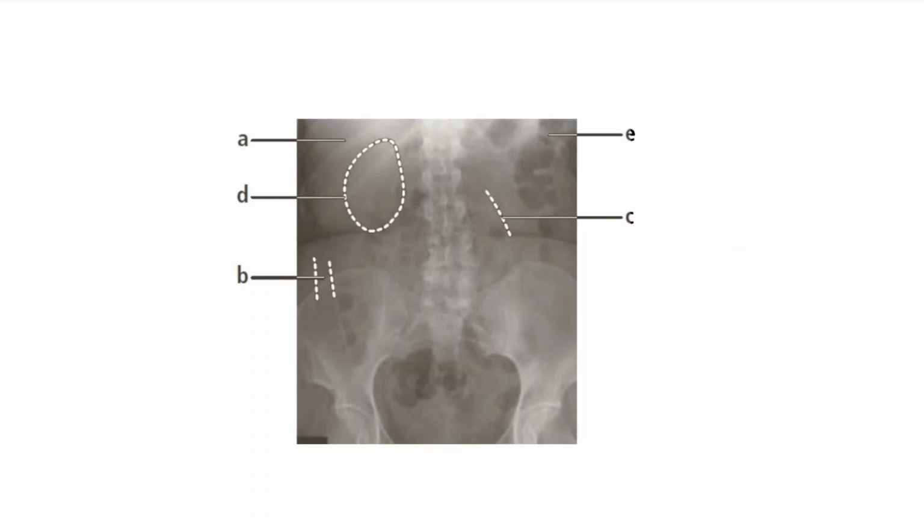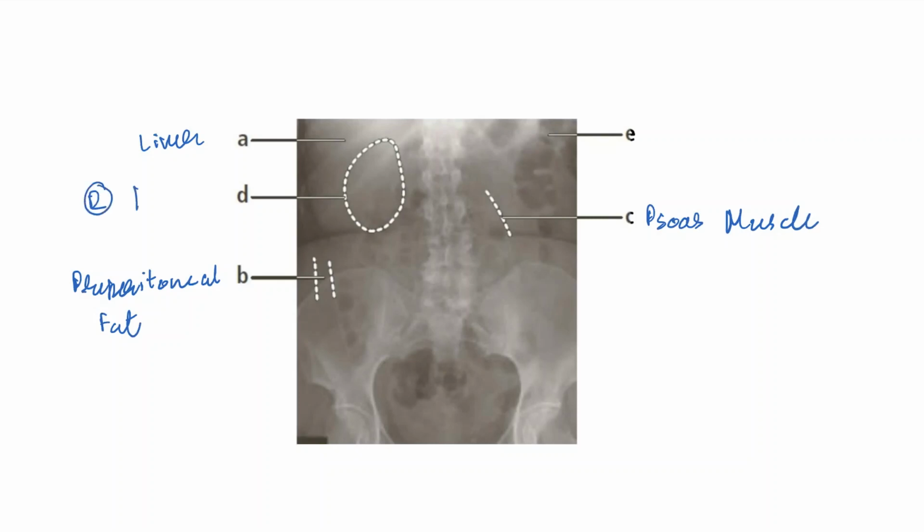Now let us mark the structures in this X-ray. What is A? A is liver, B is pre-peritoneal fat strip, C is psoas muscle, D is right kidney, and E is splenic flexure of colon.